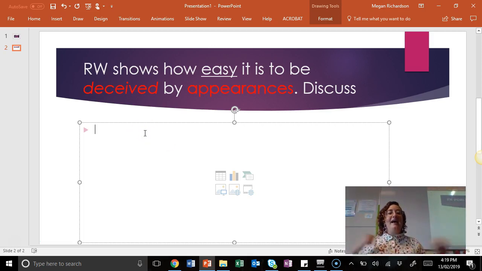Alright. So, do you think Rear Window says it's easy to be deceived by appearance? Yes, I think there is some argument for yes. Obviously, Jeff is easily deceived by appearance. He thinks that Lisa is one type of person and she's clearly another. He thinks that Miss Torso is a slutty McSlut and actually she's got a husband. He thinks that Miss Lonely Heart is funny and it's not funny. She's going to kill herself. So, yeah, I would say definitely.